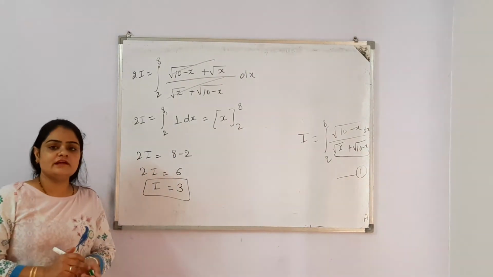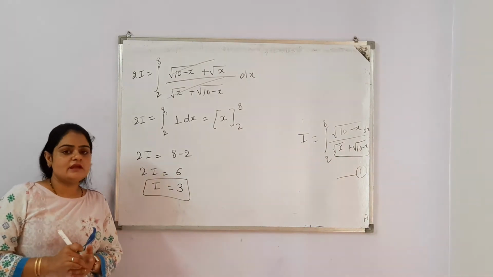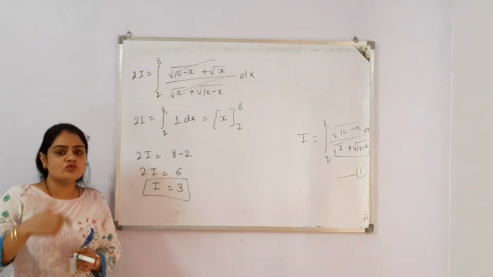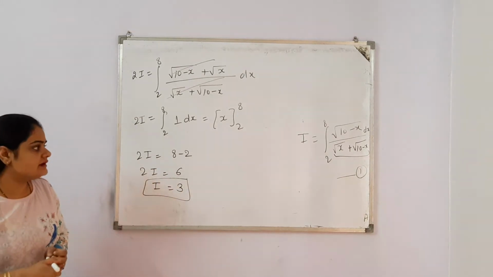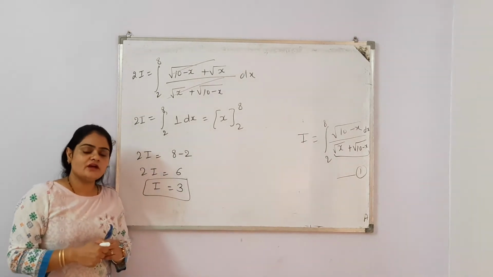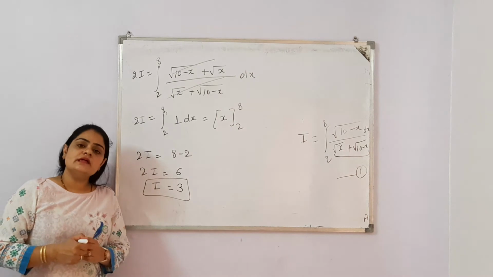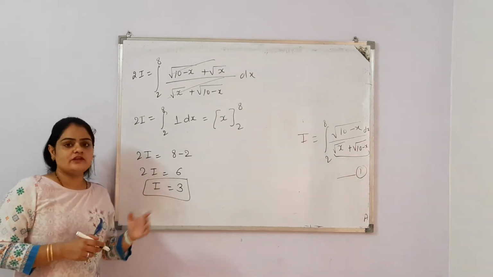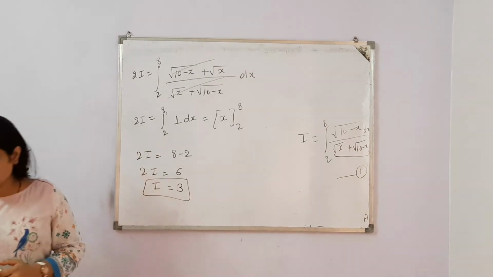Hope the question is clear. This is almost the same property that we did in the previous video. The previous video's property was 0 to a f of x. So here it is a to b f of x, and we are going to change x into a plus b minus x. So the answer is 3 here. Let's do one more question.